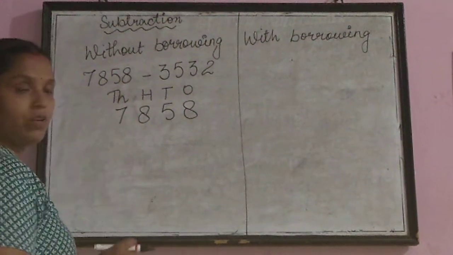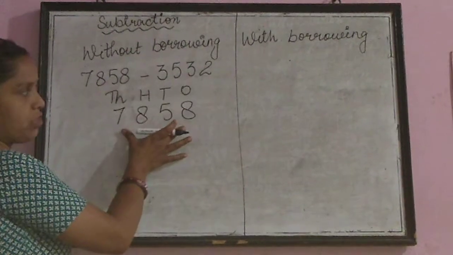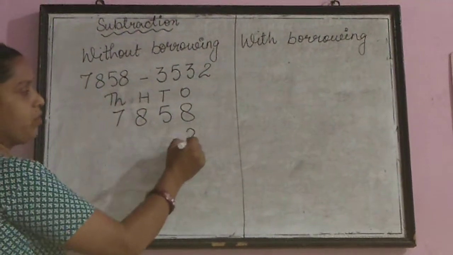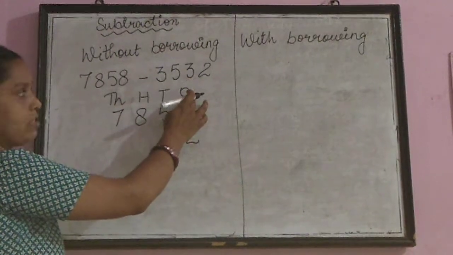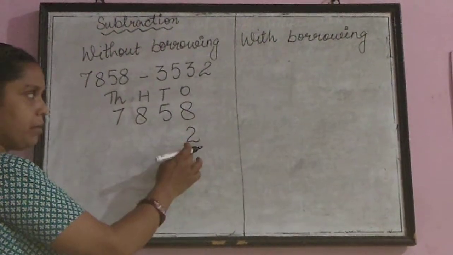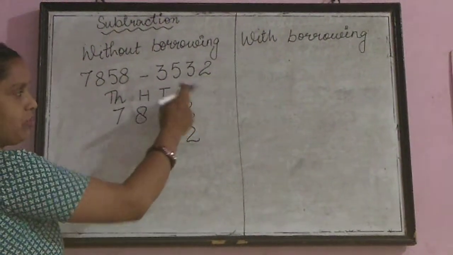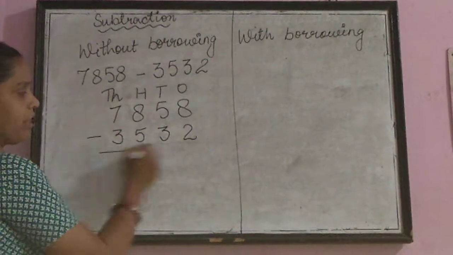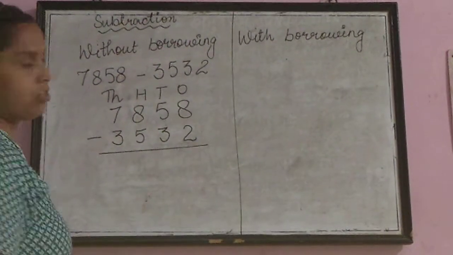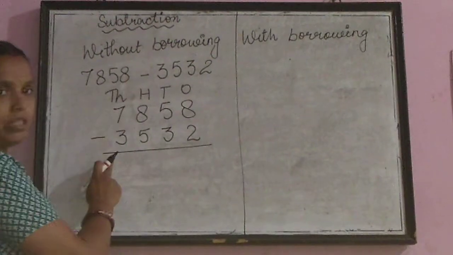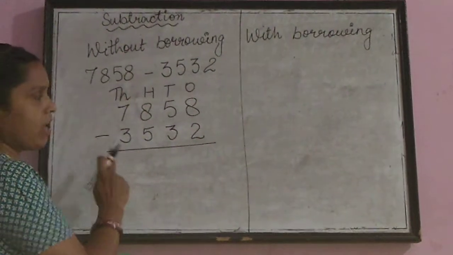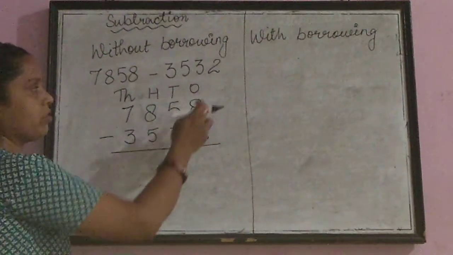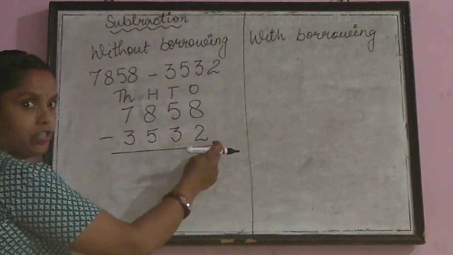After doing this, you will be writing the second number below the first one. And always remember, children, that you will be writing from the last place value, that is the ones place value. The second number will always be written from the ones digit. This is how I will write. Now we will do the subtraction. Don't start from 1000. Always start the addition or subtraction or the multiplication process from the ones digit.